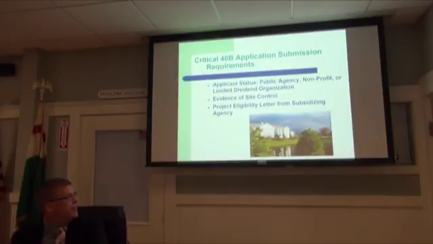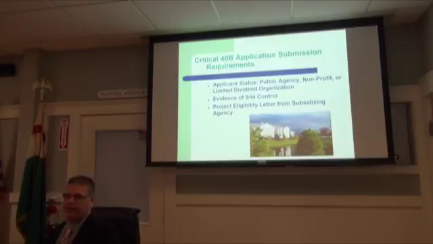So we have critical 40B application submission requirements. So now we're getting into what has to be done after an applicant has gone through the project eligibility stage and is ready to file with the municipality, with the Board of Appeals. So in this slide, we're talking about what needs to be submitted as part of the comprehensive permit application. So that includes evidence that the applicant is either a public agency, a nonprofit, or a limited dividend organization. And generally that evidence is simply the project eligibility letter from the subsidizing agency.